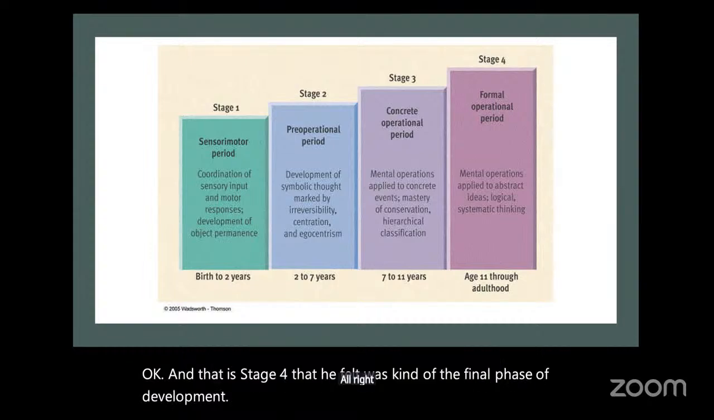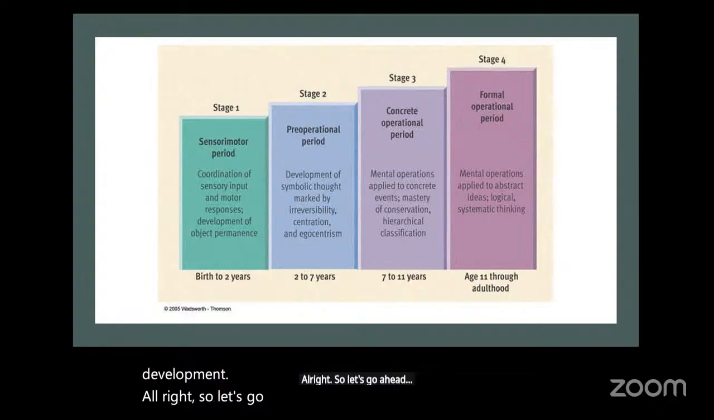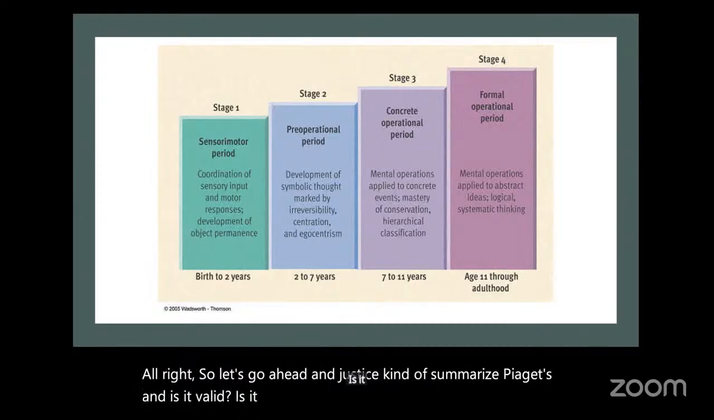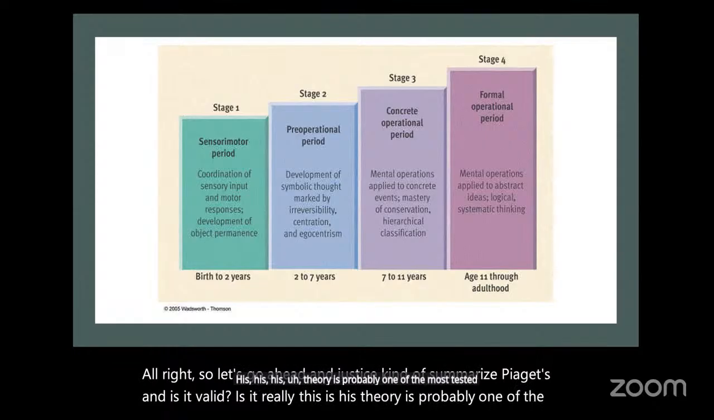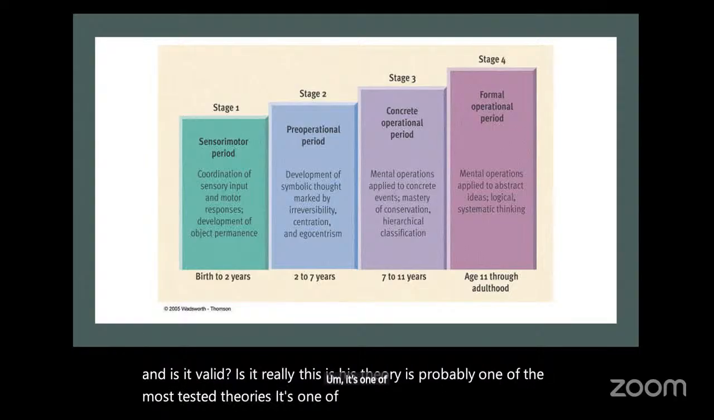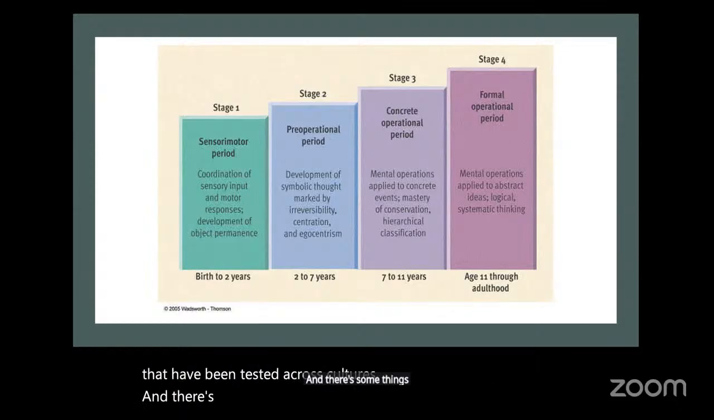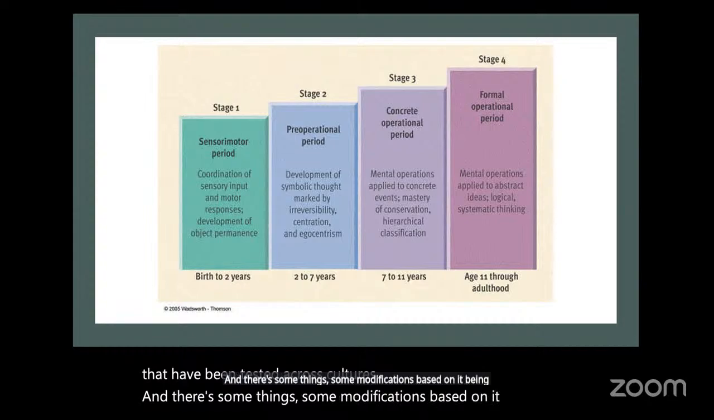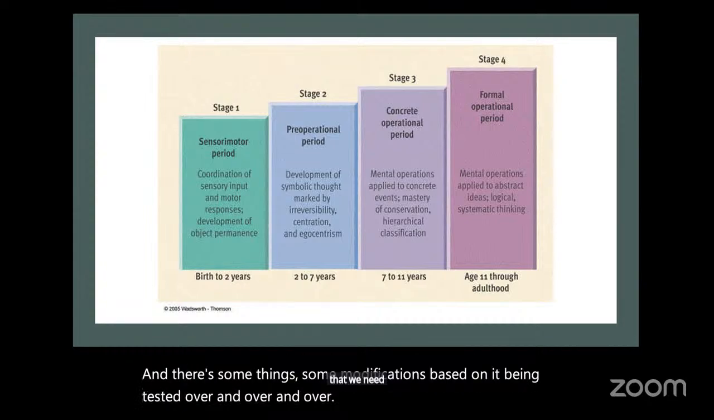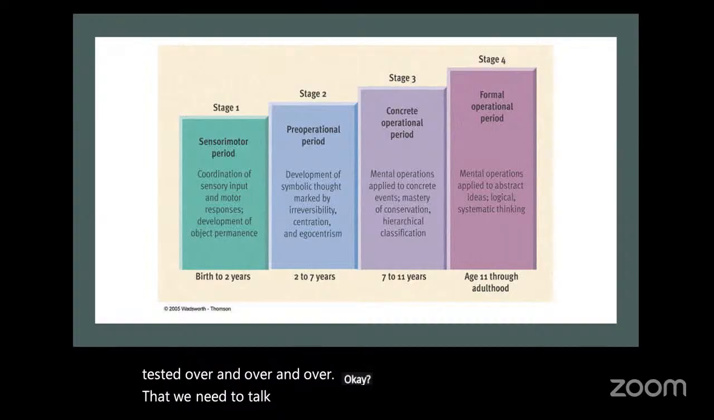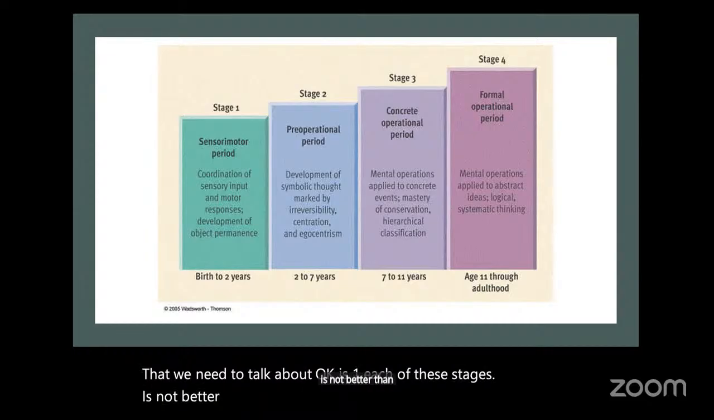All right. So let's go ahead and summarize Piaget's theory, and is it valid? His theory is probably one of the most tested theories. It's one of the few developmental theories that have been tested across cultures. And there are some modifications based on it being tested over and over that we need to talk about. One is that each of these stages is not better than the next stage.